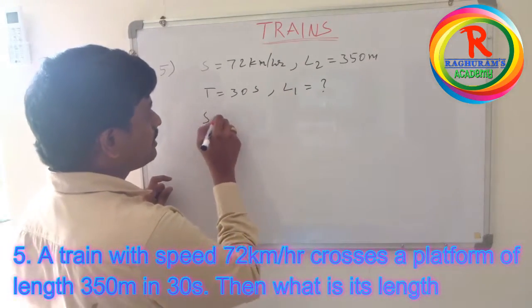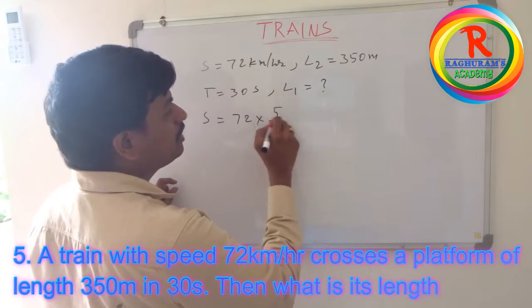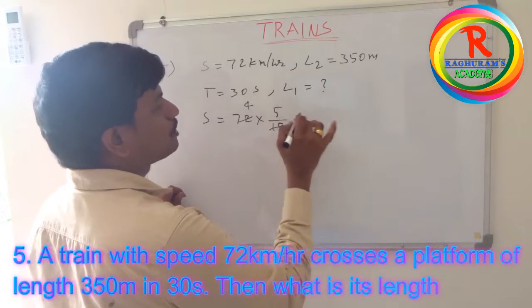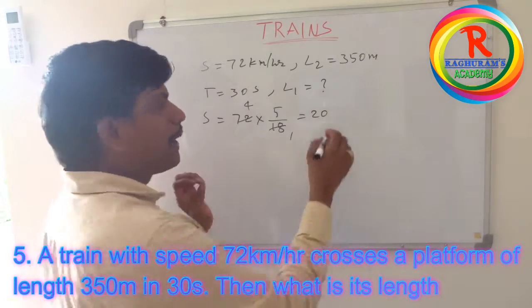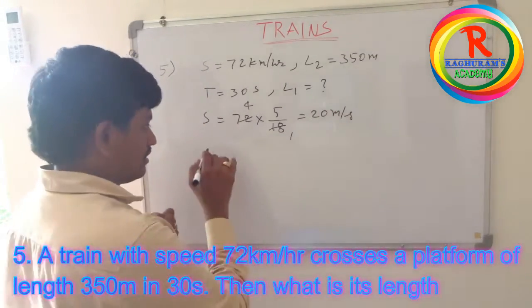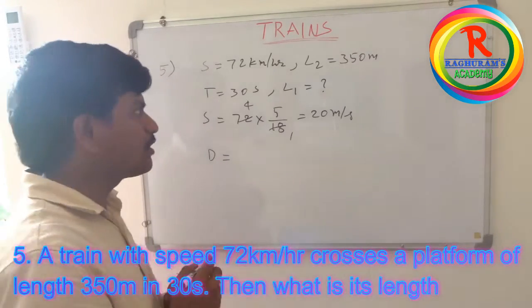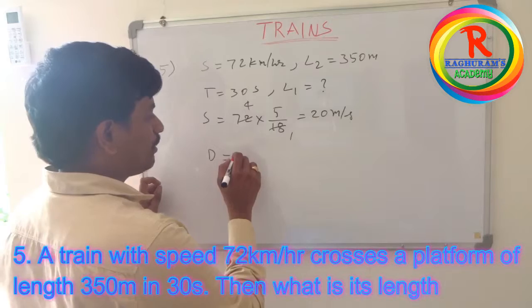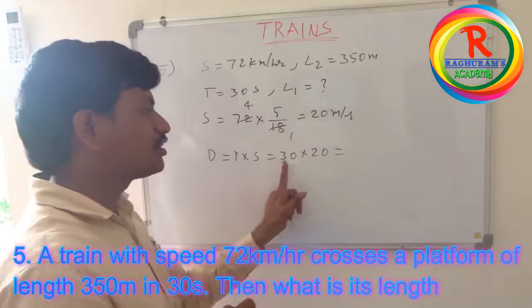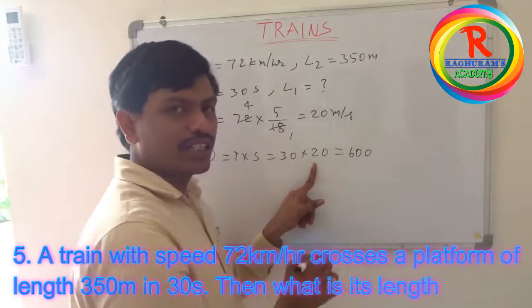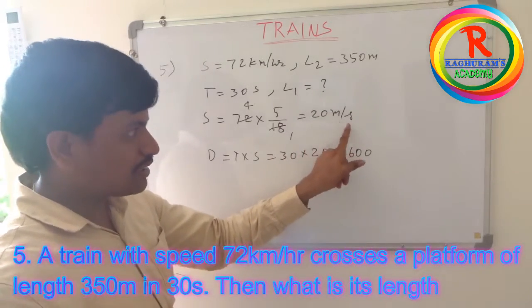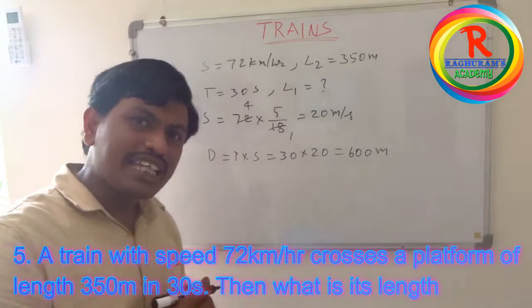Let us convert. S is equal to 72. How do we convert? Just multiply by 5 by 18. Any cancellations? 18 ones are 18, 18 fours are 72. 4 5s are 20. 20 is what? Meters per second. And we need to find the distance. What is the distance formula? Time into speed. Time is 30 and speed is 20 meters per second. So 3 2s are 6, that is 600. What is this one, meters or kilometers? Definitely meters. The speed is in meters per second, so this is meters.